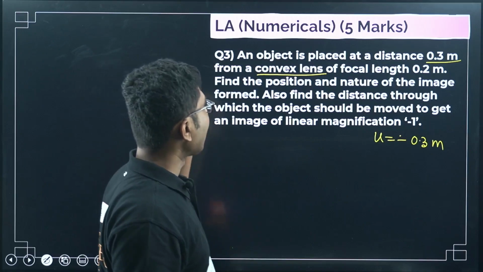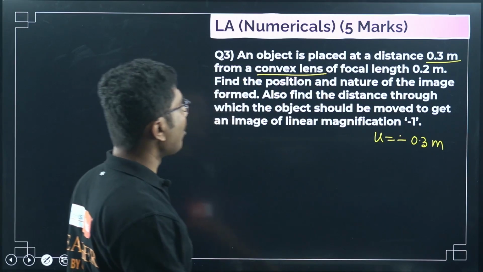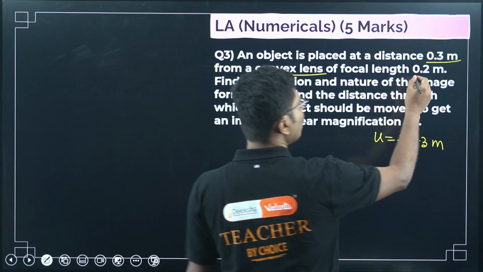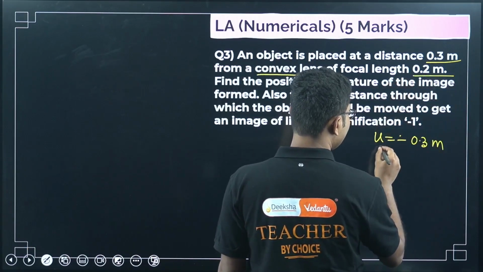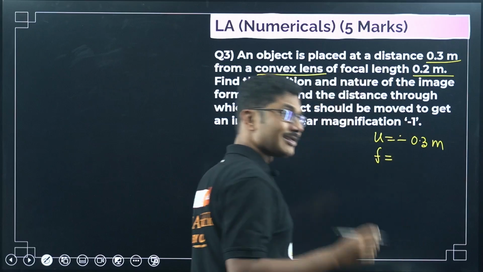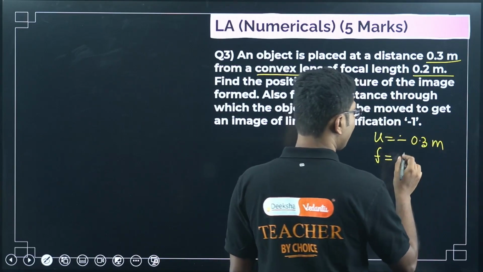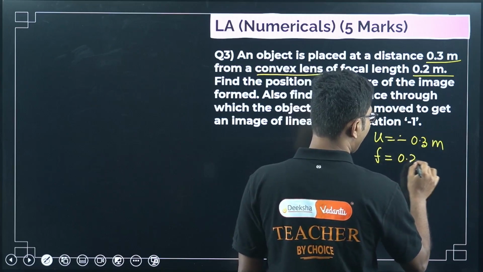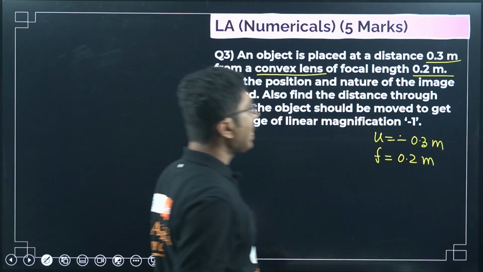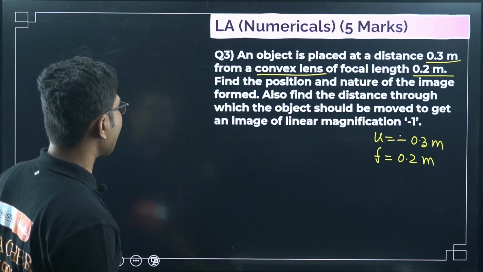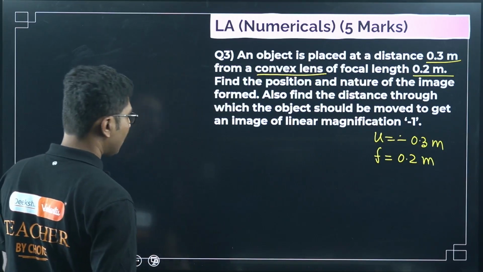So an object is placed at a distance of 0.3 meter from a convex lens of focal length 0.2 meter. So focal length is given. Now for convex lens, focal length is positive. As I said, for convex lens or convex mirror, focal length is positive. So it will be 0.2 meters. Now find the position and nature of the image formed. So how can we find the position and the nature?